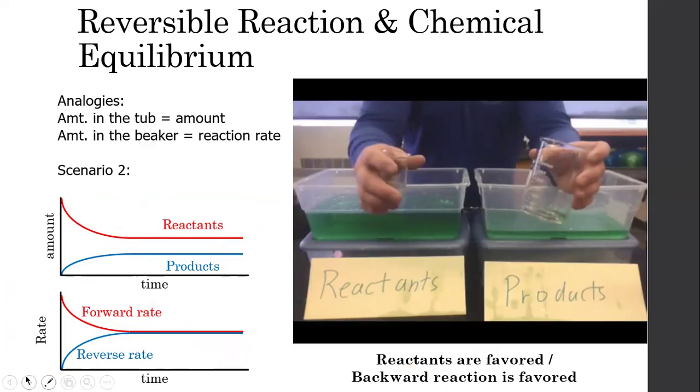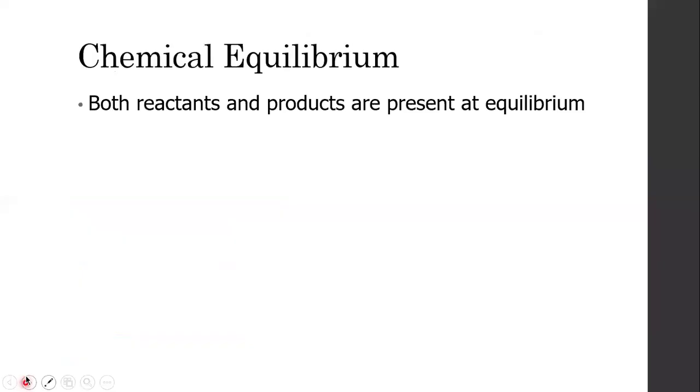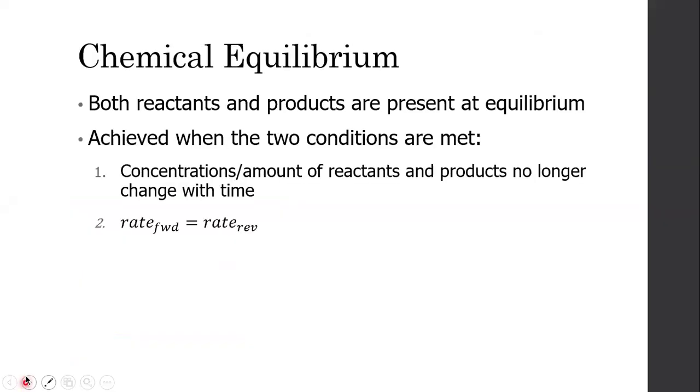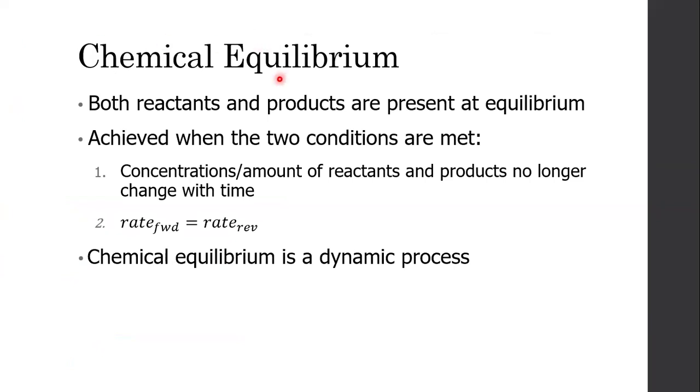For all of these scenarios, we can summarize them as this. We say that we have achieved chemical equilibrium when we observe that there is no longer a change in the amount or concentration of reactants and products with time, as well as the rates of the forward and the reverse reactions are equal. Okay, so at chemical equilibrium, in a reversible reaction, both reactants and products are present.